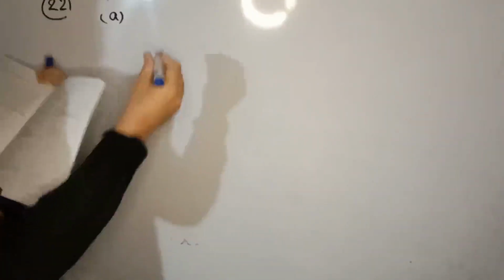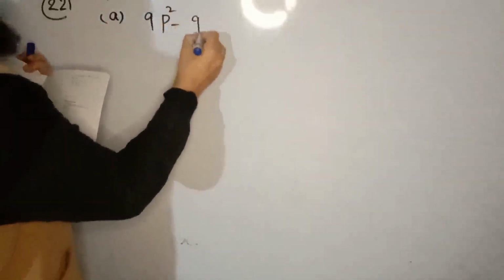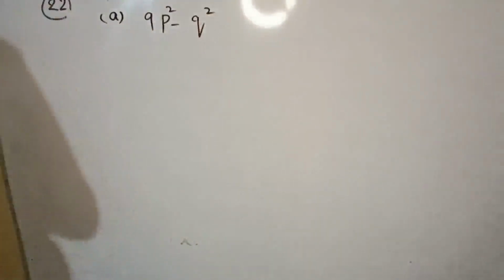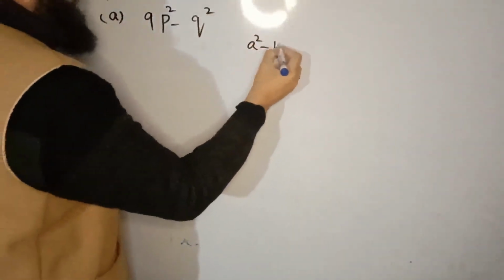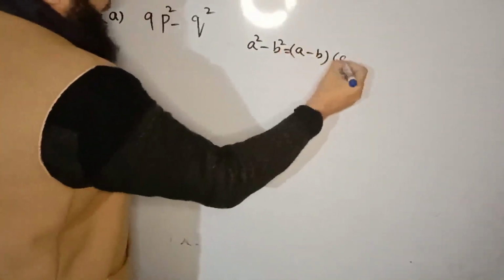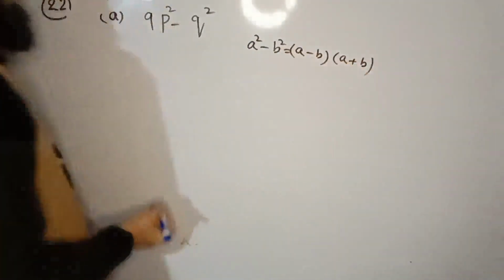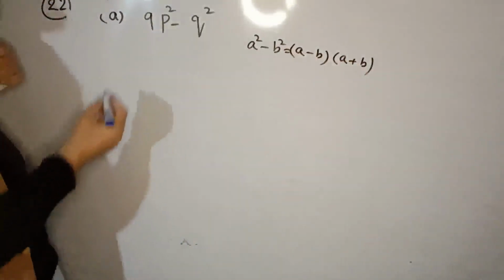Question number 22 is about factorization. A part is factorize 9p square minus q square. This is actually a square minus b square equal to a minus b into a plus b. This is the formula. So we make it into this form.